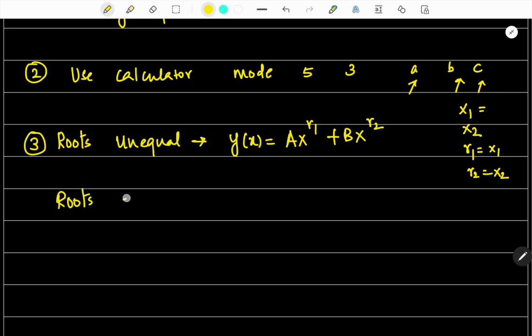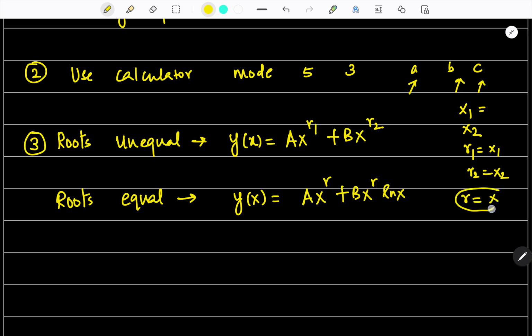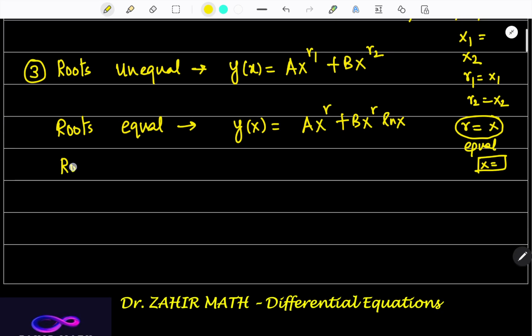If the roots are equal, your rule is y(x) = a x^r + b x^r ln x. What is r? r is nothing but what you are getting as x in the calculator, because when it is an equal root, you will get only one answer for x, right? What is the third case?